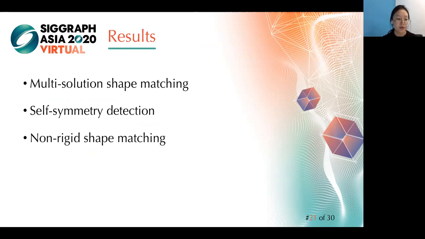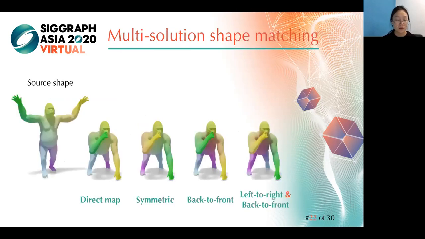In the following, I will show how our MapTree method can be used for multi-solution shape matching, self-symmetry detection, and non-rigid shape matching. Here we show a pair of gorillas. Using our method, we obtain 4 different maps: a direct map, a symmetric map, a back-to-front map, and also a double flip map.